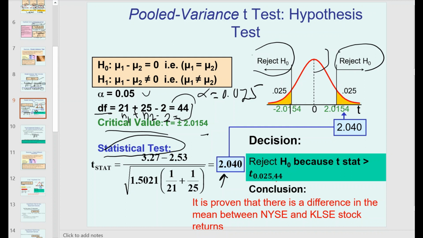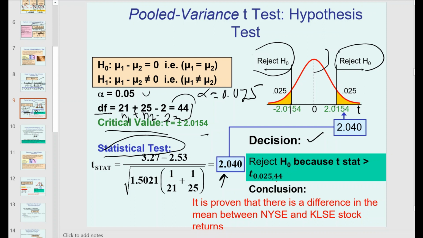Okay, meaning that after you have the critical value, the T statistical value from this calculation using the formula, then you refer to this sketch of your bell shape, and then you make what? Decision. Okay, to reject or do not reject. Then you conclude. So conclusion: it is proven that there is a difference in the mean between NYSE and KLSE stock. Okay, because you reject.